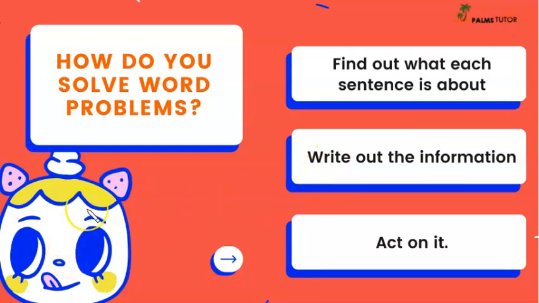Next class, we'll start talking about multi-step word problems, so that it's not just division, it could be any angle, right? Because we are not super pros.